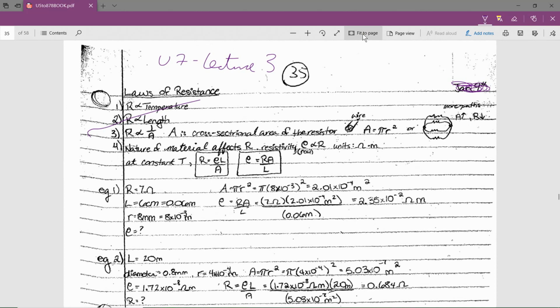Today we're talking about the laws of resistance and also about power and work associated with current electricity. So in our booklet we are on page 35.